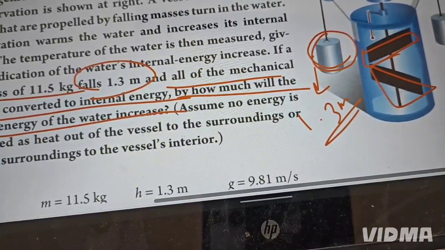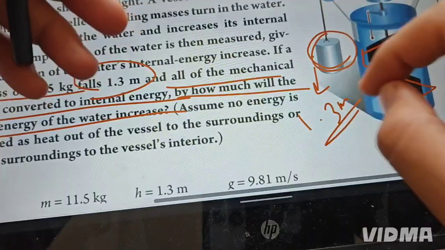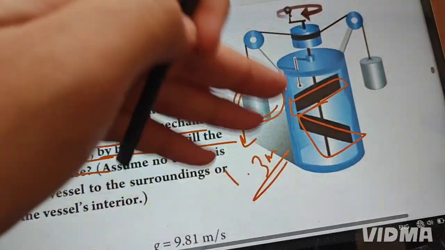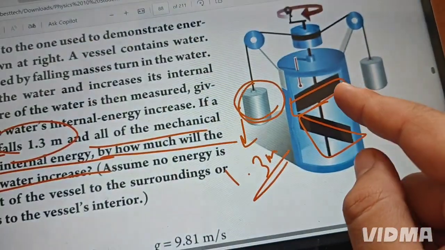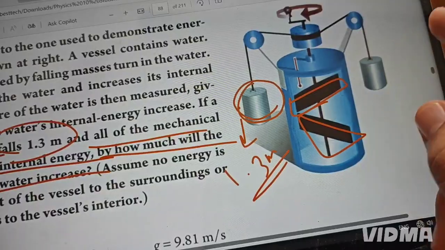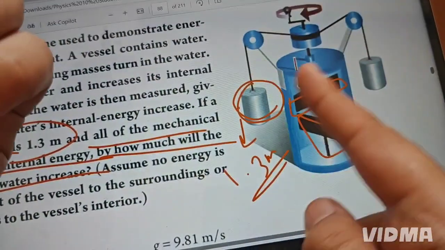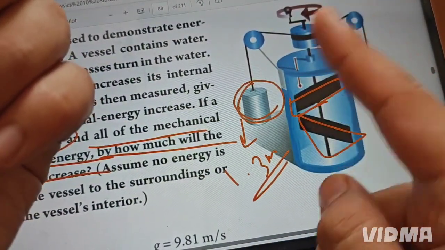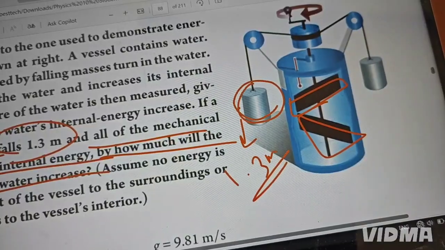When the device works, this mass falls down. When this mass comes down, this panel is going to be rotated like that, and it can increase the internal energy.